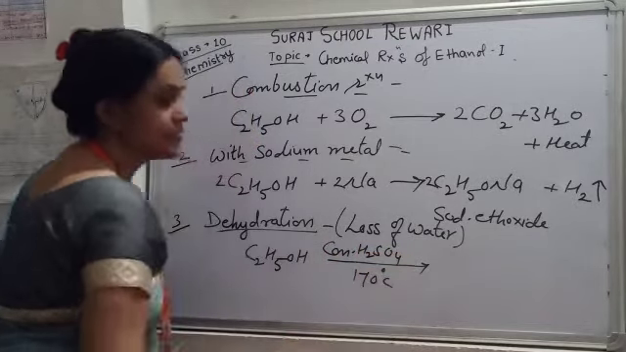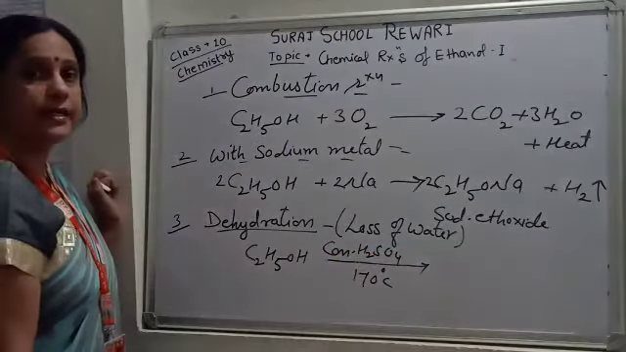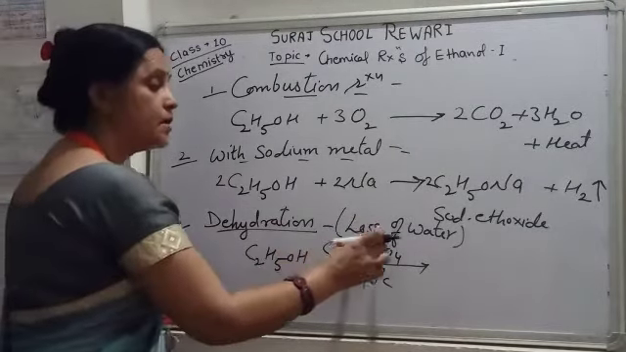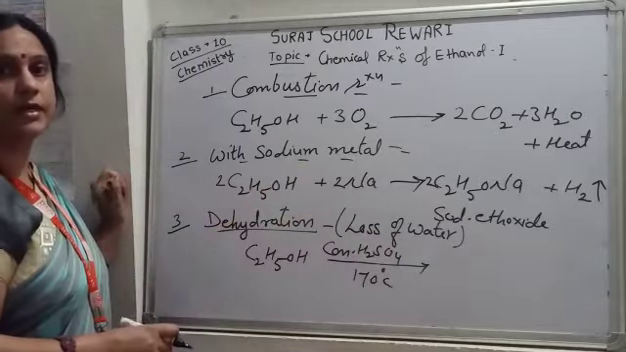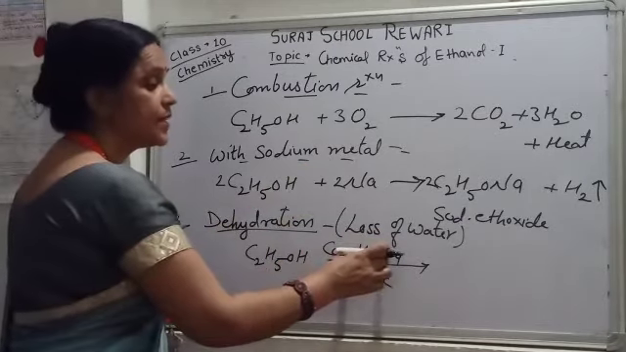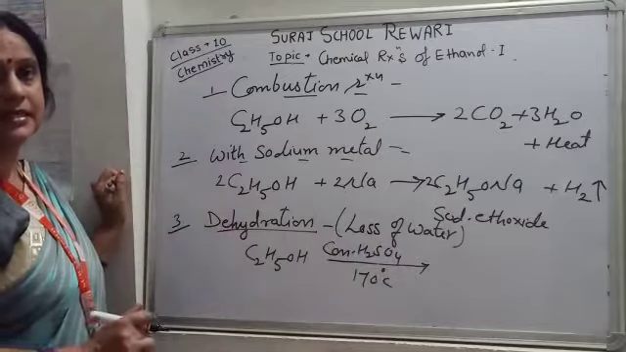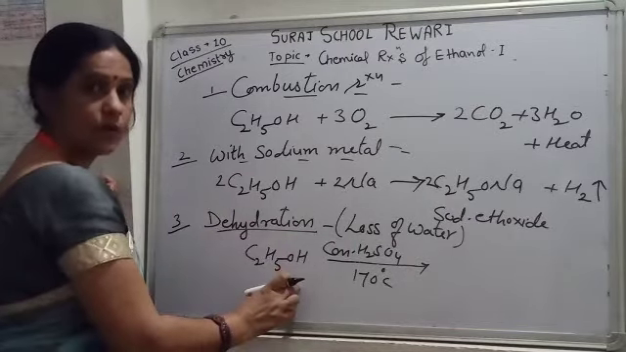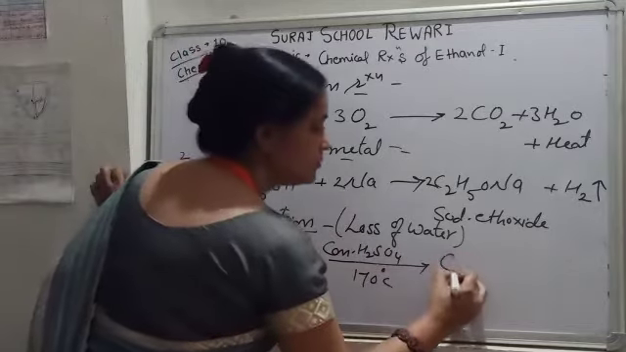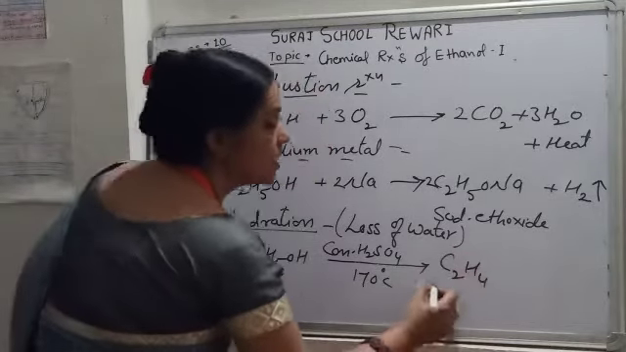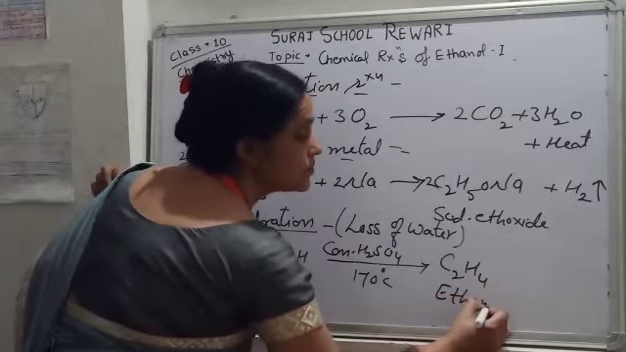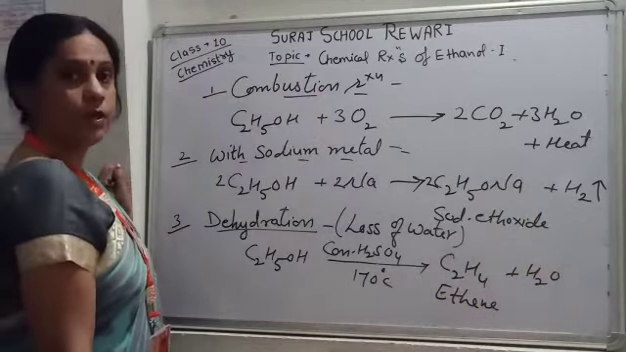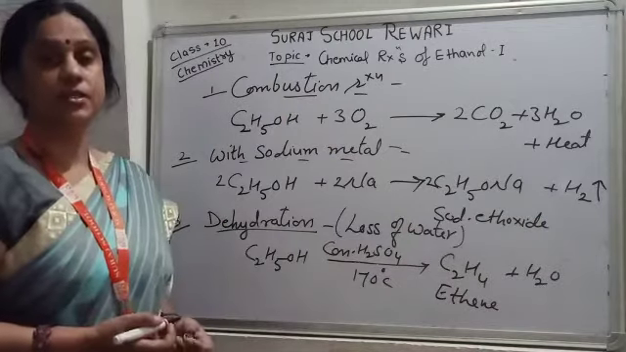170 degrees Celsius, near about 443 Kelvin, when we heat ethyl alcohol in presence of concentrated sulfuric acid, then this concentrated sulfuric acid acts as a dehydrating agent. It absorbs the water molecule from this ethyl alcohol and we get an unsaturated hydrocarbon, that is ethene, with the loss of a water molecule. It is our dehydration reaction.